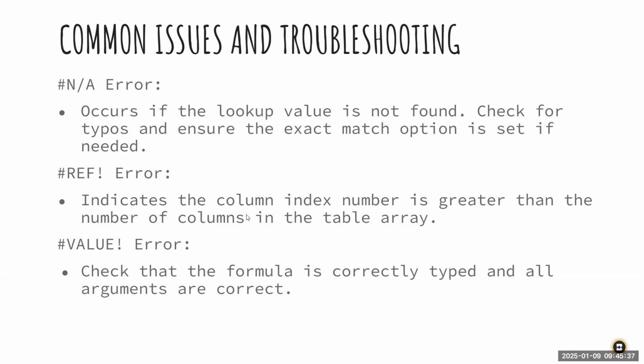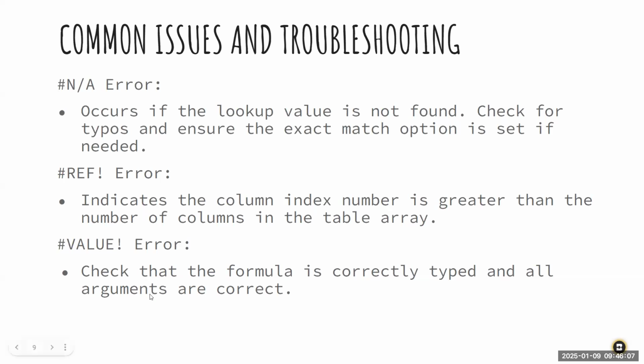A reference error indicates the column index number, so that 1, 2, 3, 4, or 5, is greater than the number of columns in the array. So if you selected columns A, B, C, and D, you can only have a column index number of up to 4. If you say, hey, I want information from column 5, it's going to give you a reference error and say, hey, that's larger than what you selected. We can't pull any information from column 5.